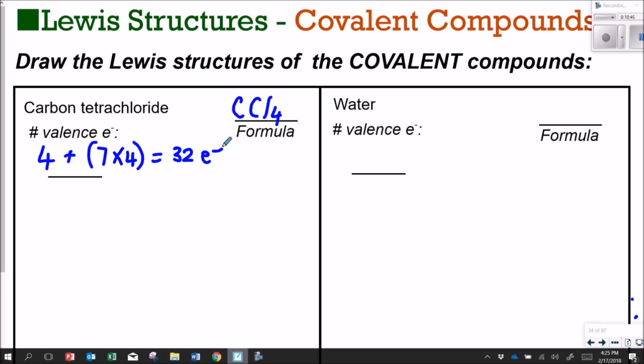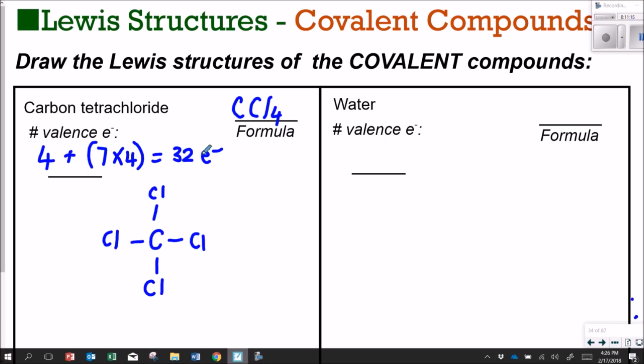So now I'm going to draw the formula. I'm going to pick carbon as my central atom according to the rules. And then I'm going to bond it to the 4 chlorine atoms. So 1, 2, 3, 4. Remember that each of these bonded lines represents 2 electrons. So I have used up 2, 4, 6, 8 of my available 32 electrons.